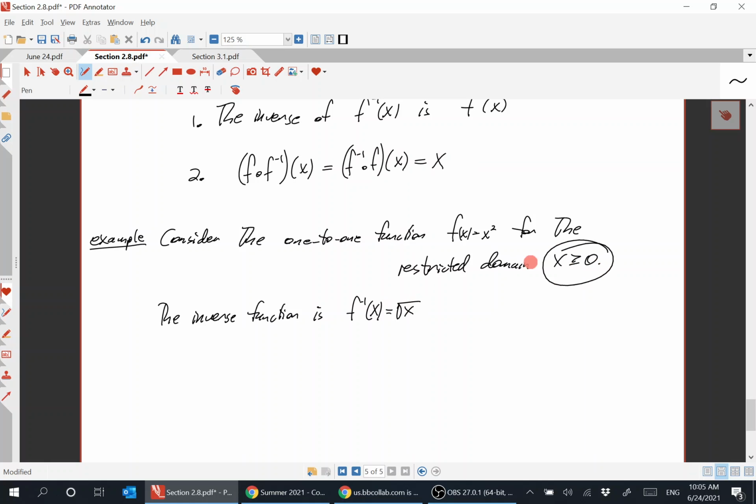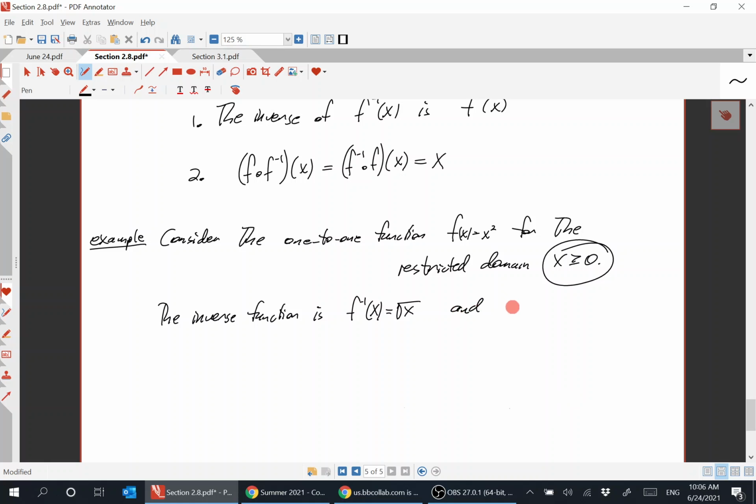So you see why you have to restrict the domain, because, as I was saying before, the square root of x squared isn't equal to just x. It's equal to the absolute value of x. But if x is positive, or not negative, then the square root of x squared is x. But if you don't know whether x is positive or negative, you don't know how to assign the inverse. Anyway, in this case, it's just the square root of x.